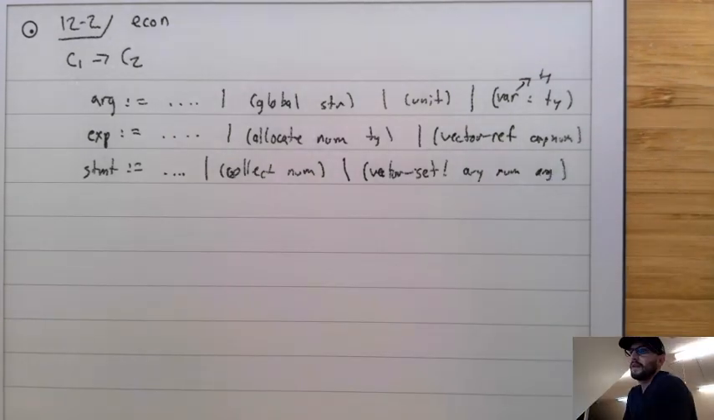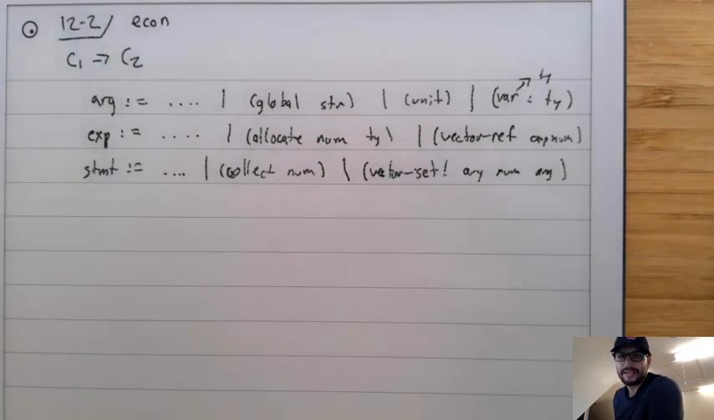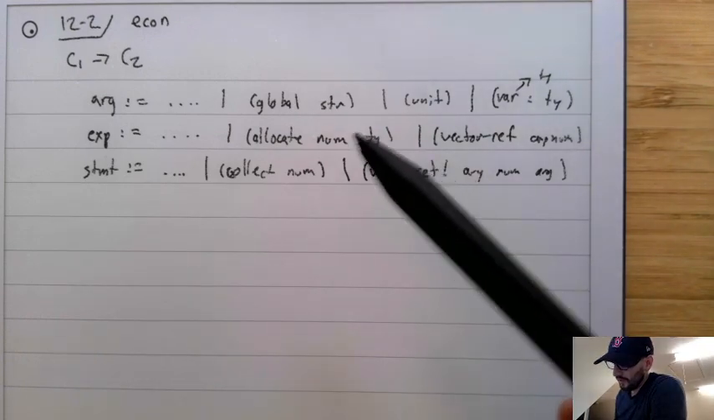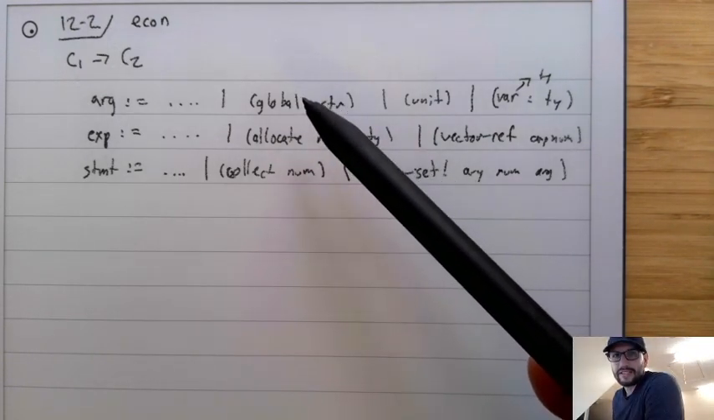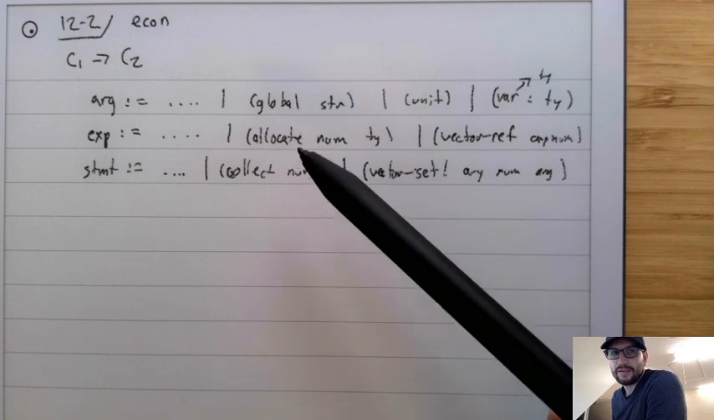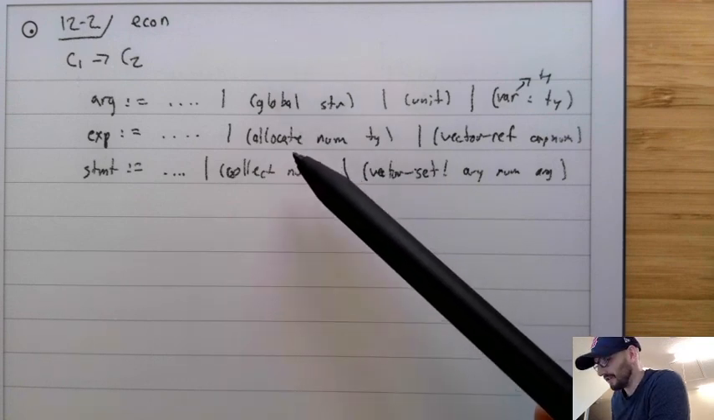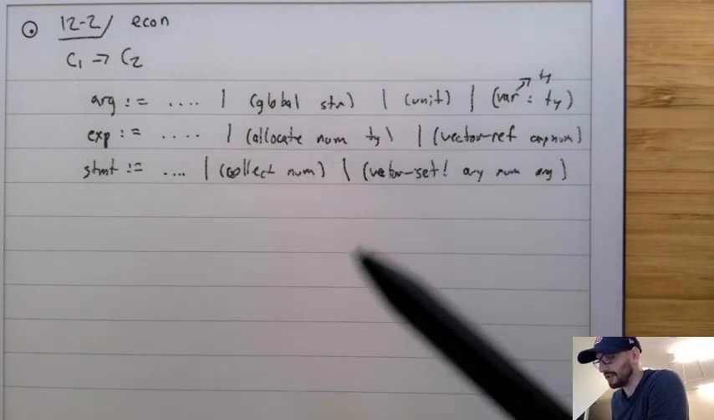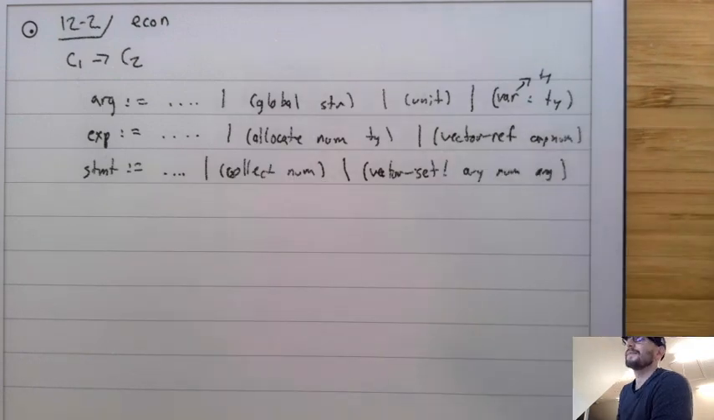Okay. You, of course, will want to update your interpreter for C programs to deal with these. You basically just use the same strategy I mentioned before, where global just reads off very particular fake values, allocate returns a vector of the appropriate size, vector ref and vector set look at it, and collect does nothing.